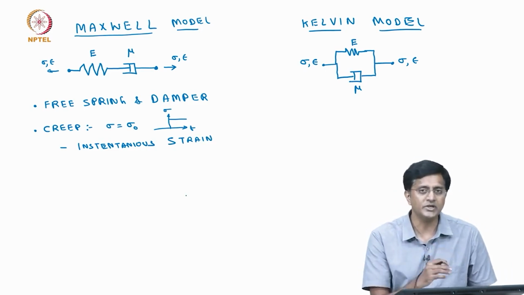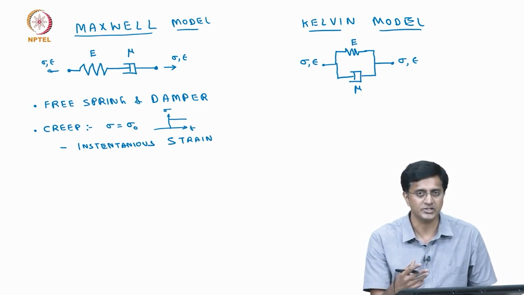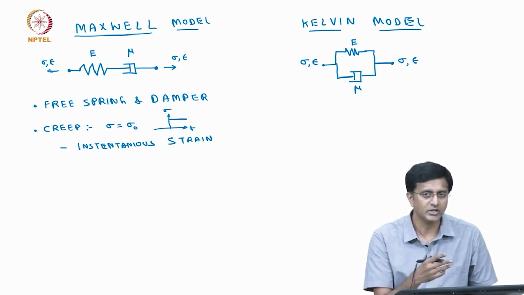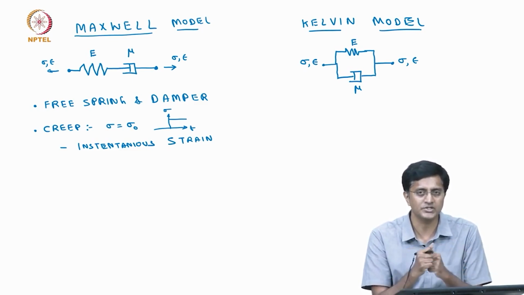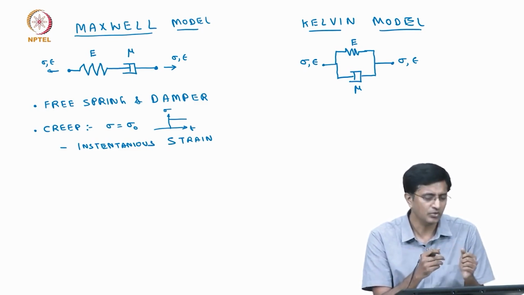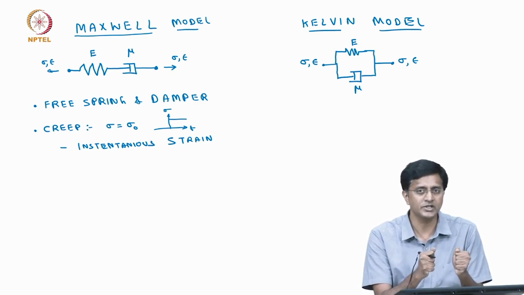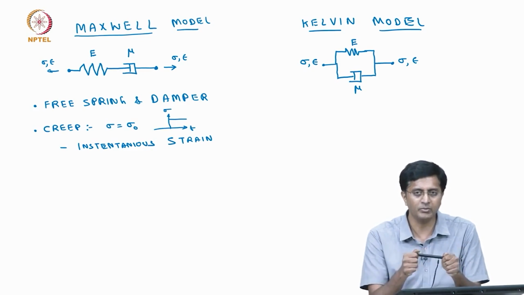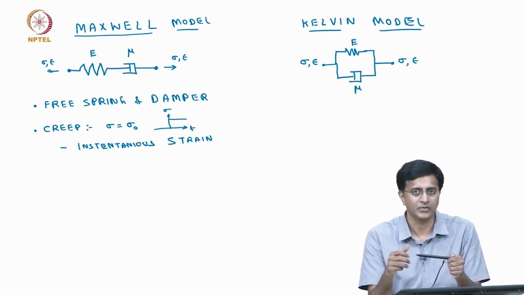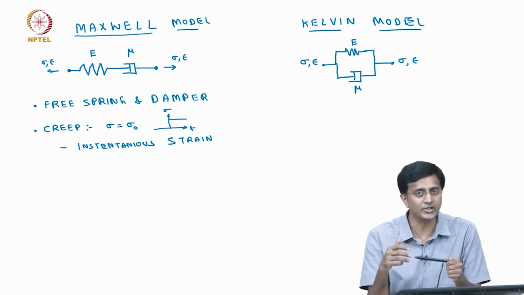But which of these elements is responsible for the initial strain? Will the spring respond instantaneously, or will the damper respond instantaneously? We know the spring will respond instantaneously because that is what elastic solids do. When I apply a load to an aluminum bar or a steel bar, the response is instantaneous, but with a damper it is not the case.